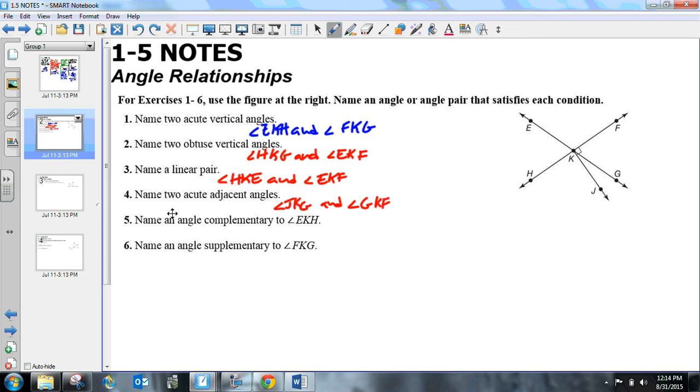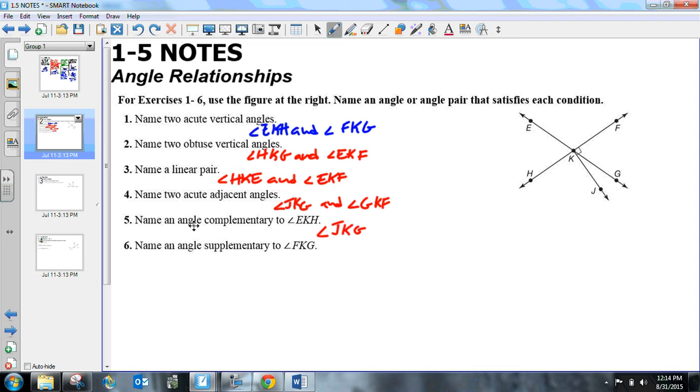Number 5 says name an angle complementary to EKH. Okay, so this is where it gets weird. EKH is the same measure as FKG. And I know that these two angles add up to 90 degrees because they form a 90-degree angle here. This angle is less than 90 degrees, but it is congruent to FKG. So the angle that is complementary is going to be angle JKG, all right?